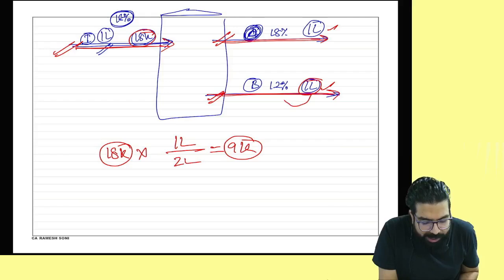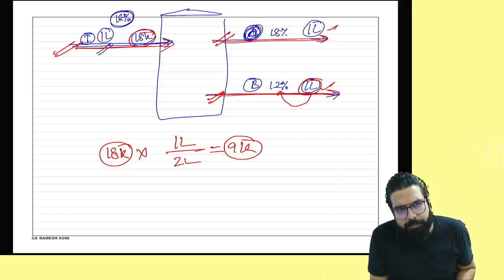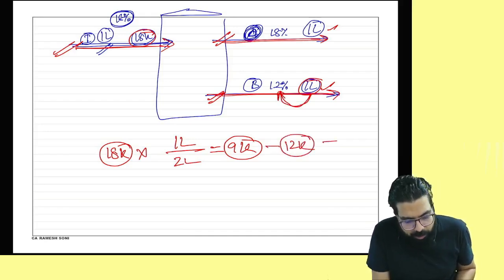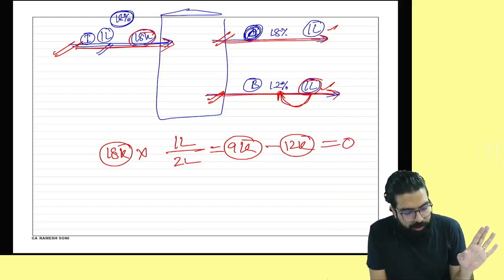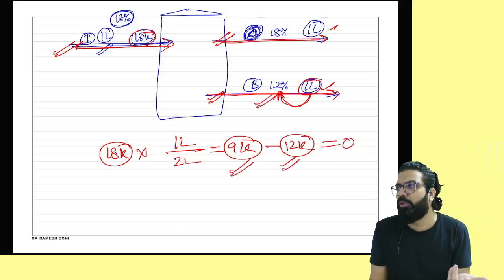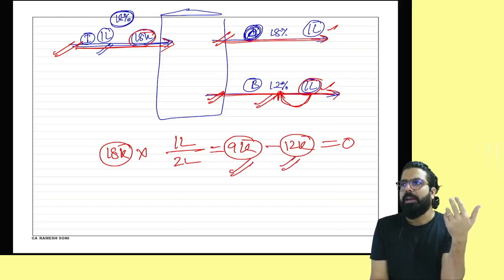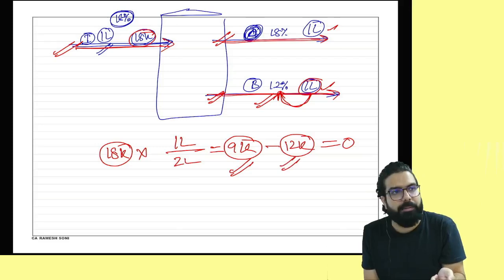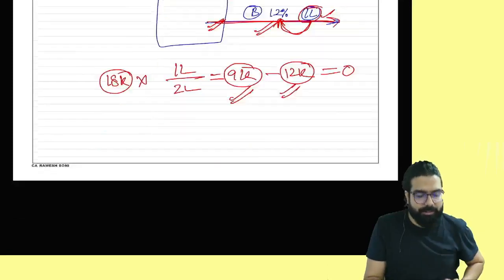Out of the 9,000, do one thing. How much will 12% on 1 lakh rupees come to? You have to pay the tax. 12,000. You will get zero refund. Because the 9,000 relating to the inverted duty structure, the full amount you used to pay the output tax liability. You will not get any refund. Did you understand what I'm telling? I will explain with a bigger example now.